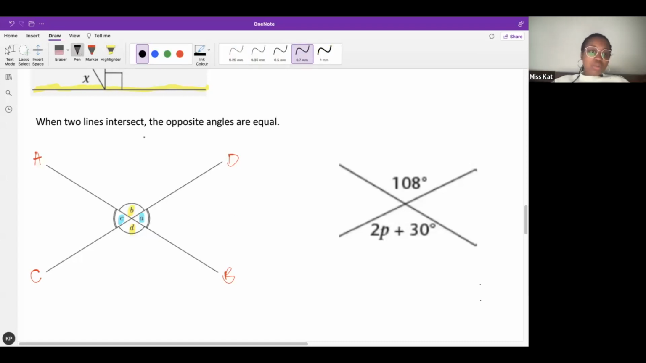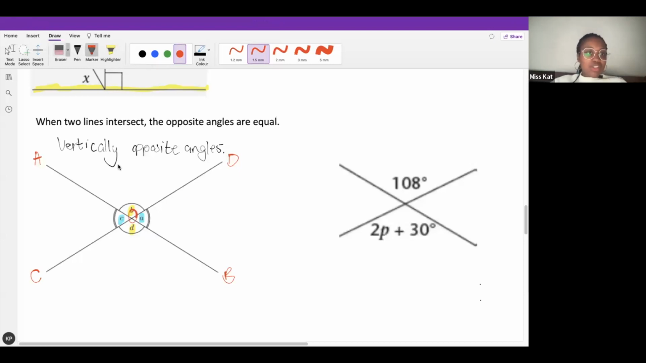Okay, so my reasoning for this is they are vertically opposite angles. Okay, vertically, we said it's a vertex. So here's a vertex. So they are opposite sides of a vertex. Do you get it, guys? It makes sense. I think it makes sense.